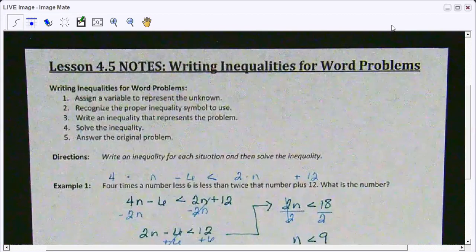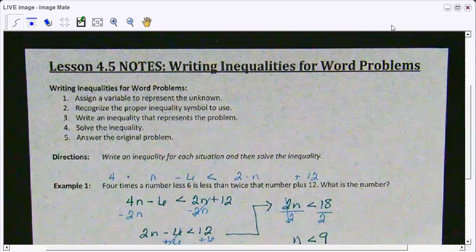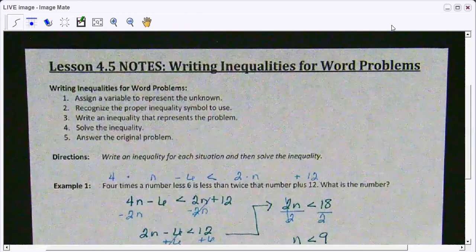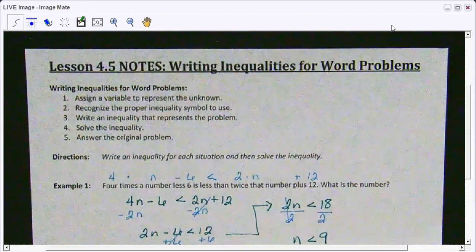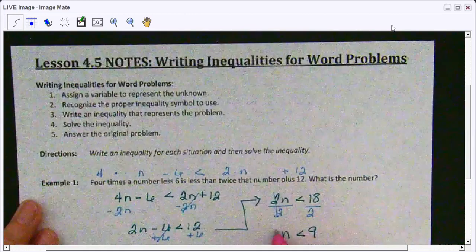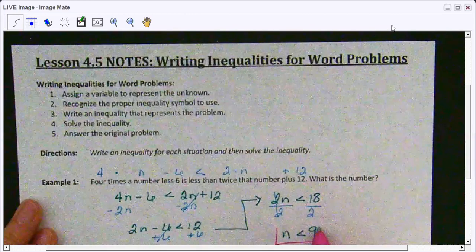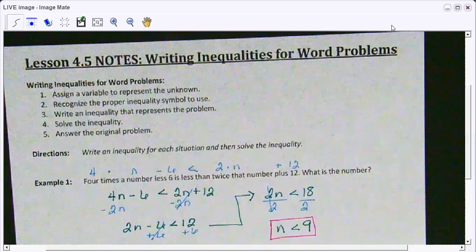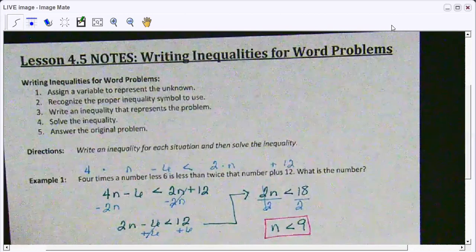So this represents that that number can be anything below 9. It could be 8. It could be 7. It could be negative 3. It could be whatever below 9. Okay. So this would be our answer right here. I want you to try example 2 on your own.